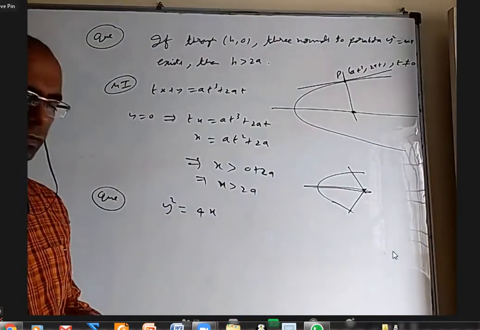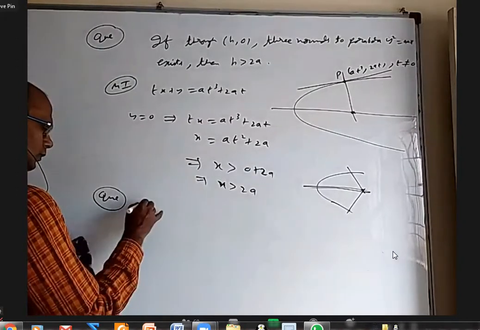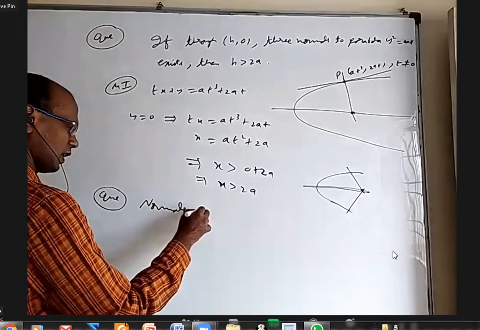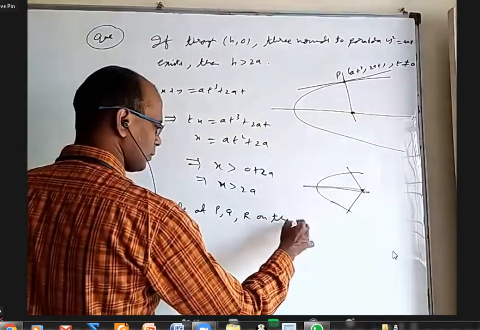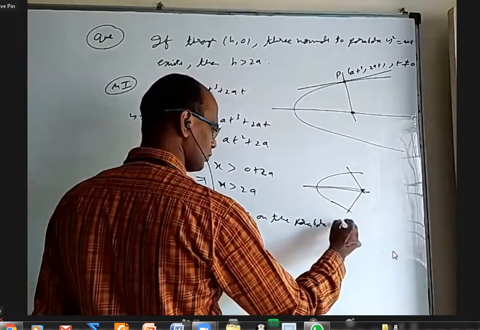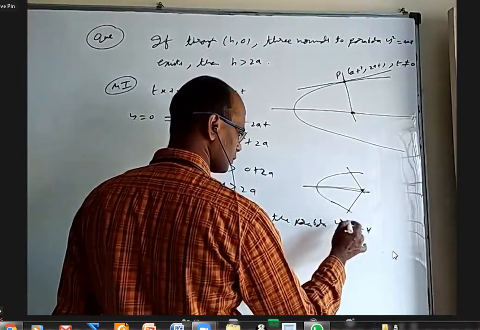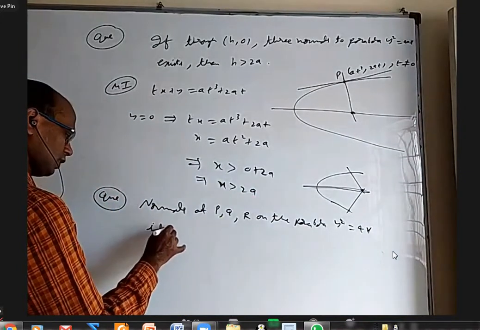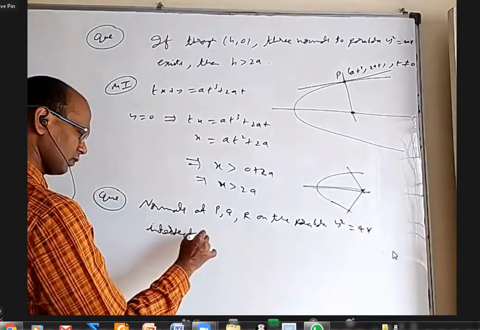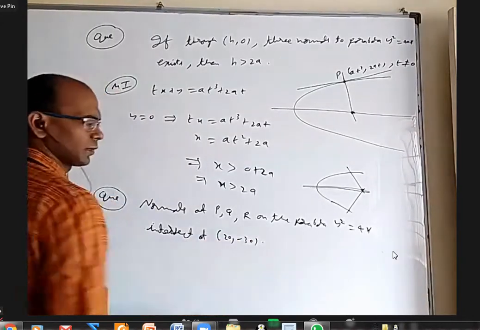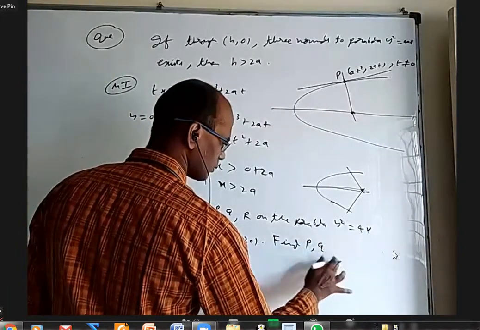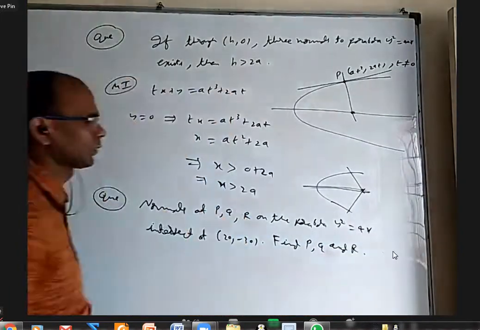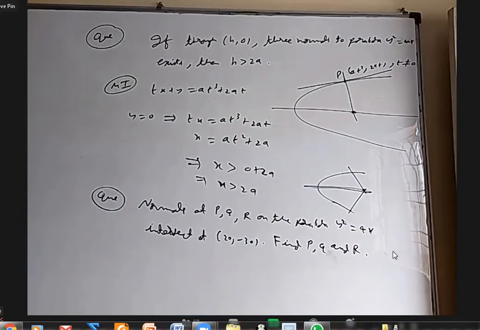Normals at P, Q, R on the parabola y square equal to 4x intersect at 20 comma minus 30. Find P, Q, and R. Normals at P, Q, R on the parabola y square equal to 4x intersect at 20 comma minus 30. Find P, Q, and R.